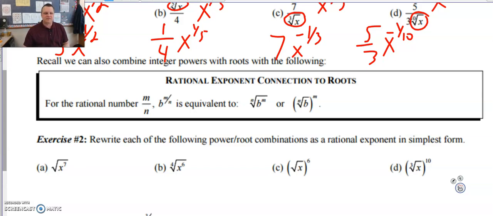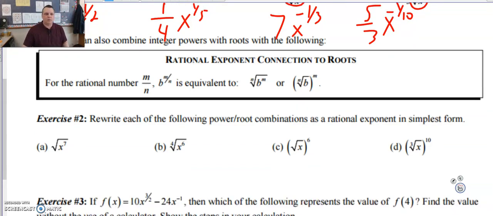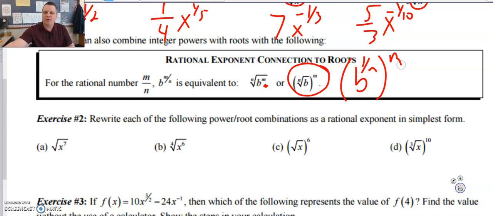Now, here is another rule. So you're not always going to have 1/5, 1/2, 1/3. You could have a power underneath the radical as well. So what we do there is we take that power underneath the radical, put it outside in parentheses, and then what you have is b to the 1 over n raised to the m power. Power to a power you multiply, and that's how you get b to the m over n over here.